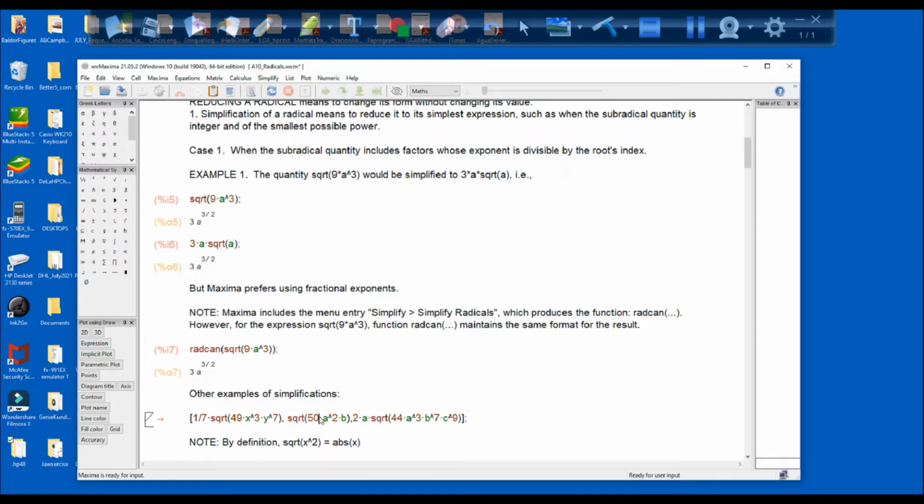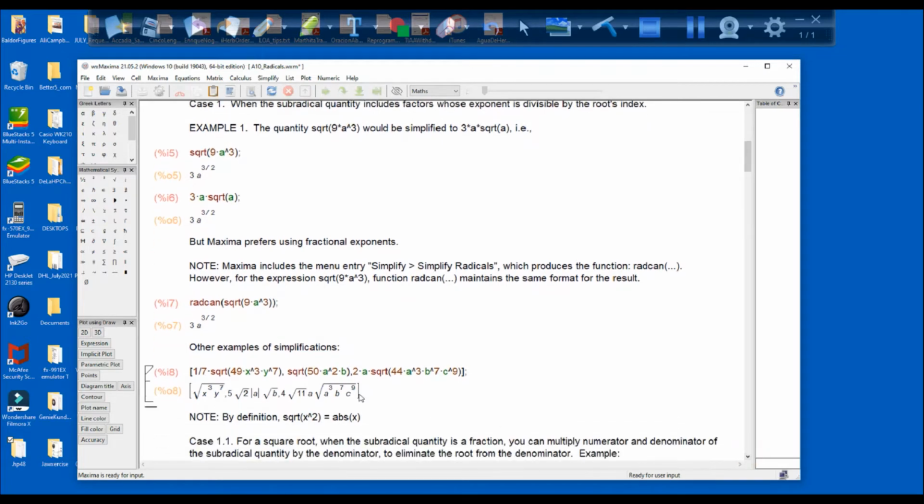Let's try some other examples here. Whenever it's possible, you do get square roots, but if it is a complicated combination like this, then you're going to get the fractional exponents. This symbol here is the absolute value of x, and that's because the square root of x squared in general is equal to the absolute value of x.